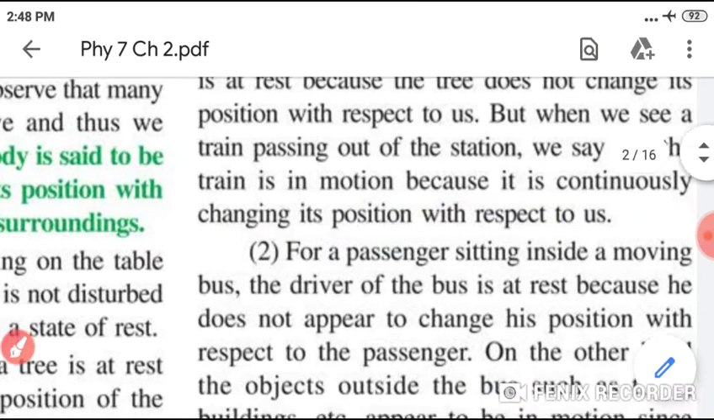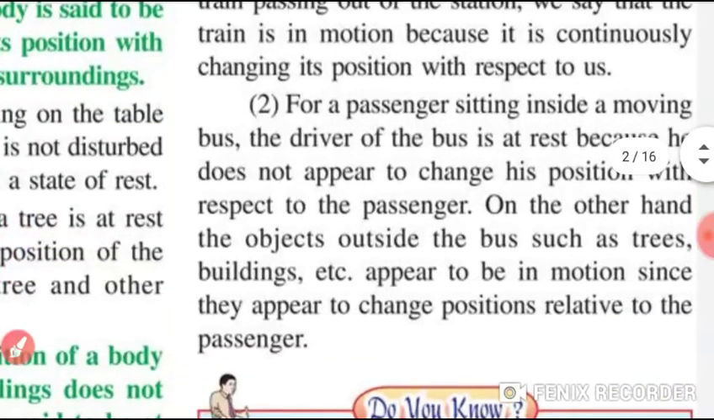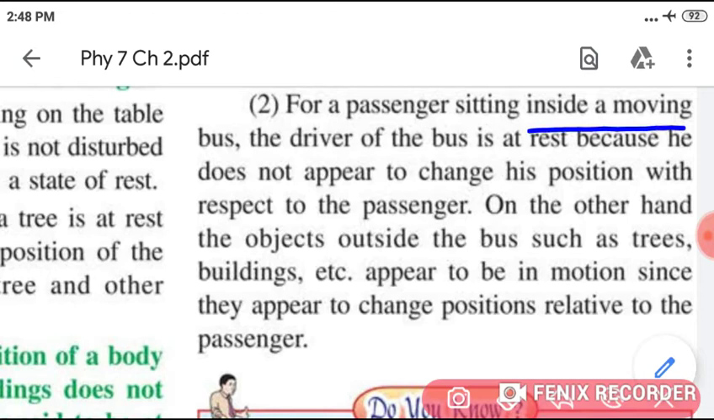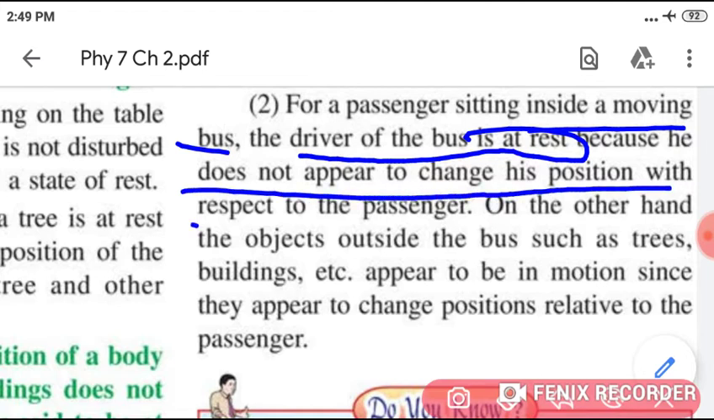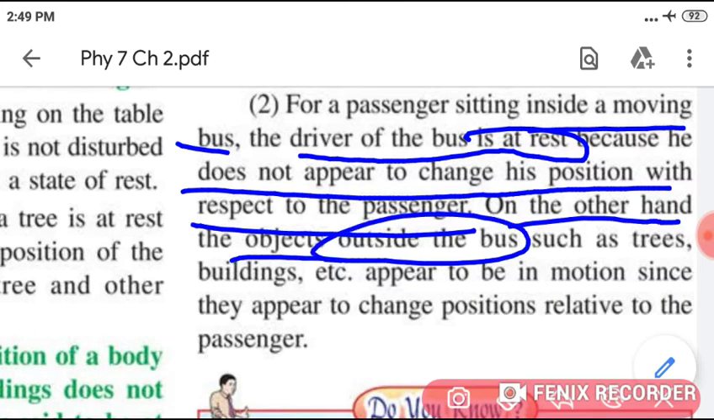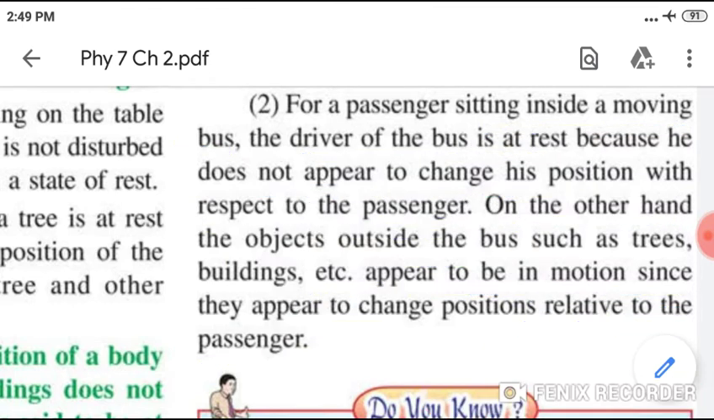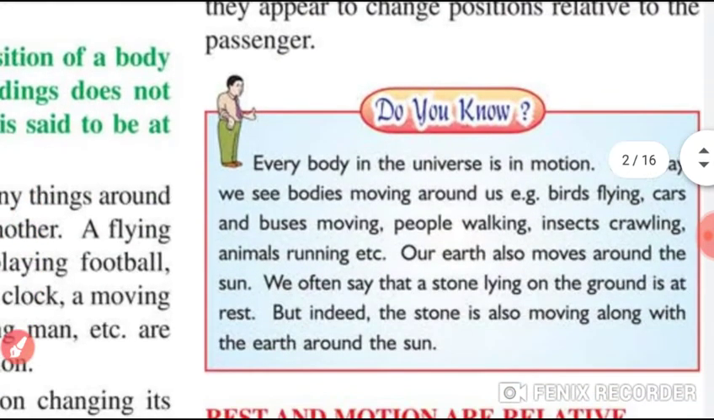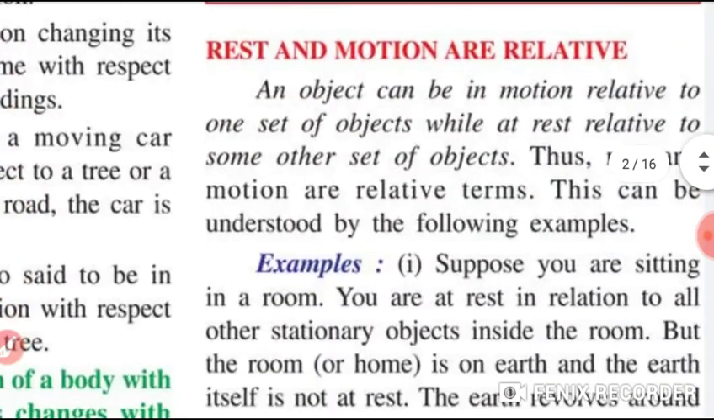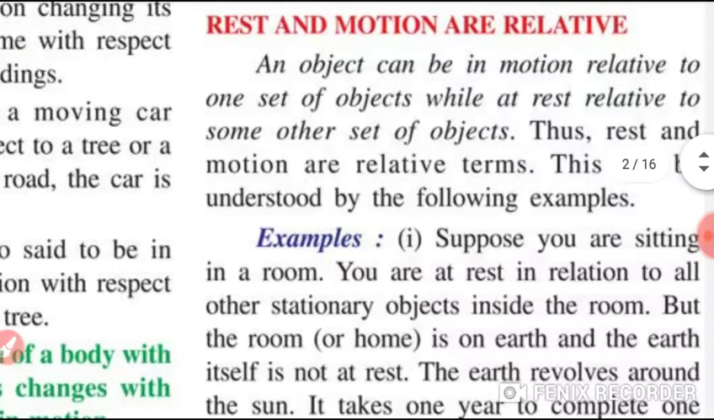Now, what about the passenger sitting in a train or in a bus? For the passenger sitting inside the moving bus, the driver of the bus is at rest because he does not appear to change his position with respect to the passenger. On the other hand, the objects outside the bus appear to be in motion since they appear to change their position relative to the passenger sitting in the bus. Okay, students. So, how are rest and motion relative?